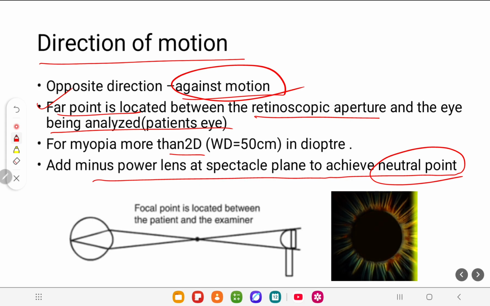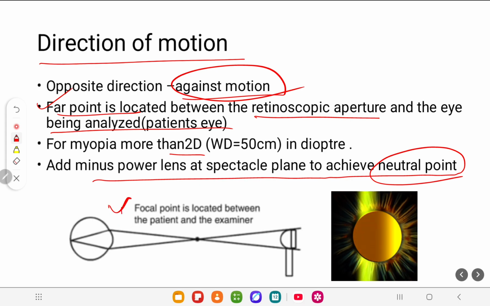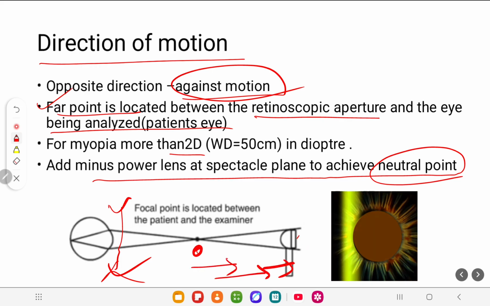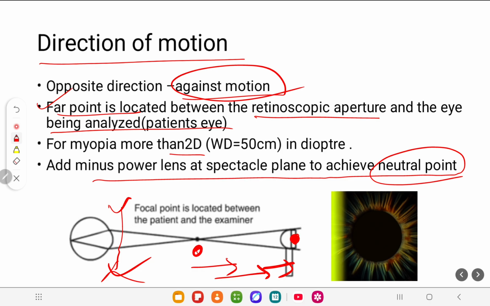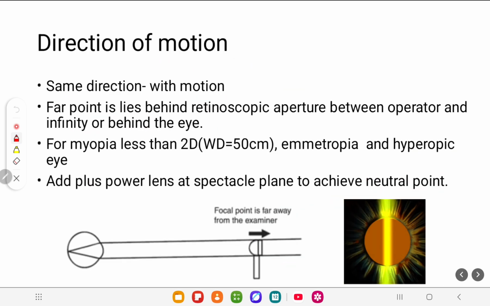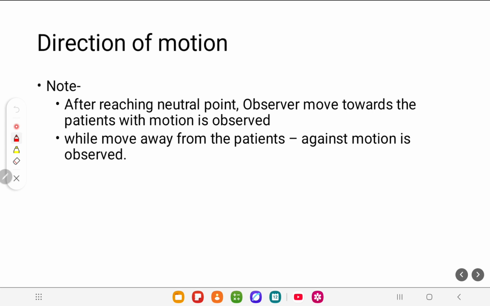And adding minus power of the lens in the respective plane achieves neutralization. Whenever you add minus lens, the far point moves away and away and away. Whenever the far point reaches the peephole of the retinoscope, you get neutralization, isn't it? Simple. Okay, fine. So direction of the motion is, that's okay. In case of myopia, it's against.